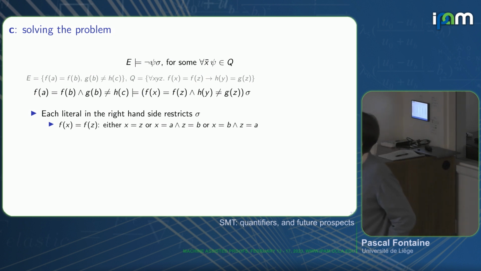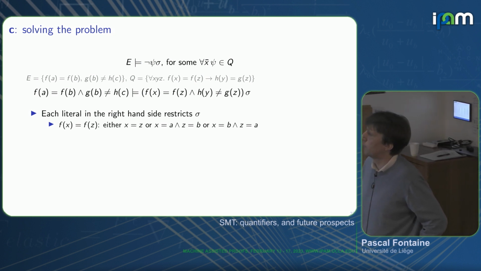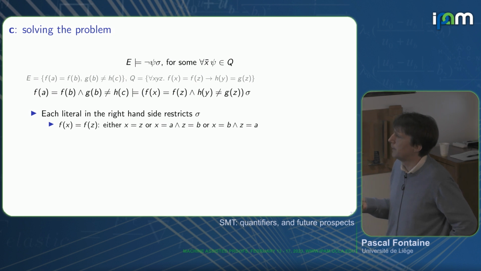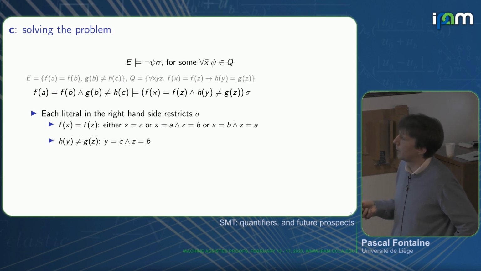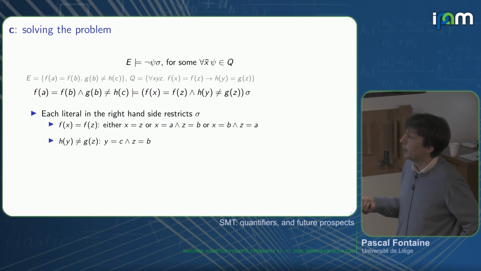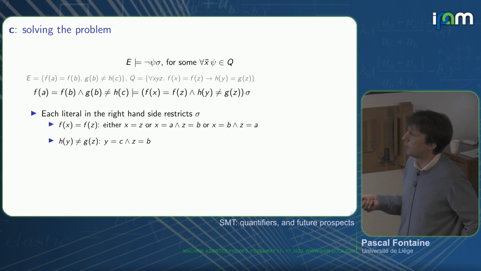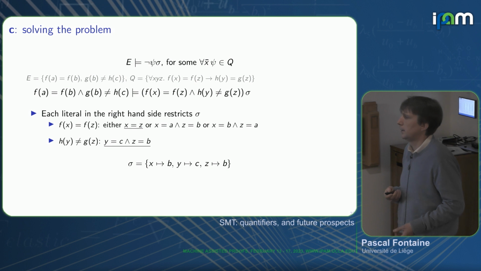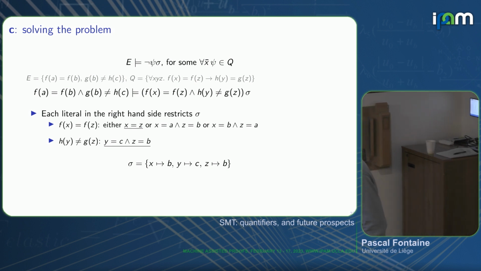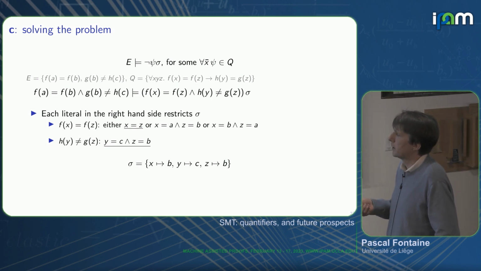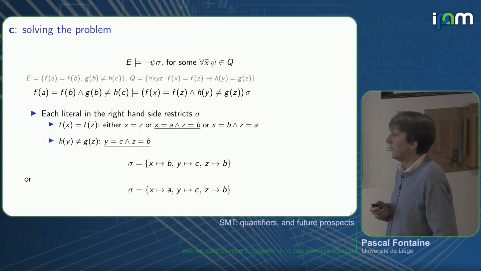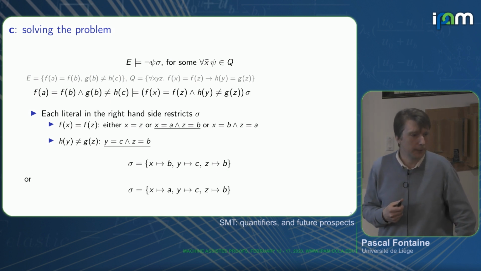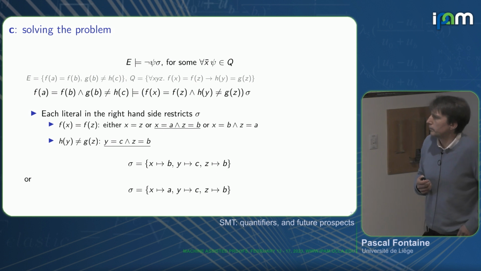Then we try to make h of y different from g of z. And how do we do it? There's only one possibility, actually. We have to make z equal to b and y equal to c. Then we mix everything together in some way, and we get a substitution. So this is one substitution, and this is another substitution that we get.